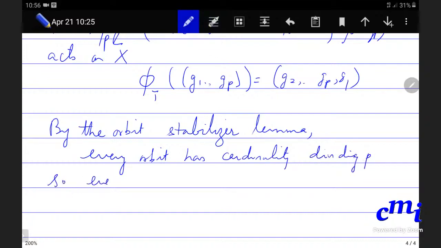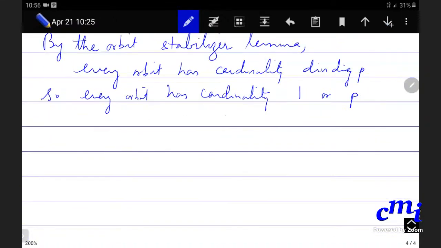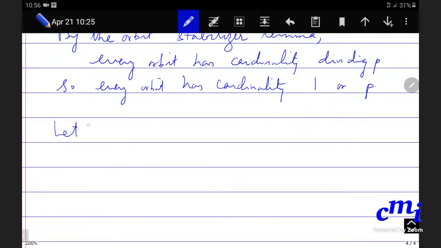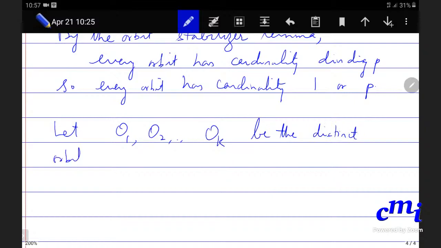So every orbit has cardinality 1 or p. Okay. So let me enumerate the orbits: O1, O2, up to Ok be the distinct orbits. X is a finite set, so it's going to only have finitely many orbits of this action.